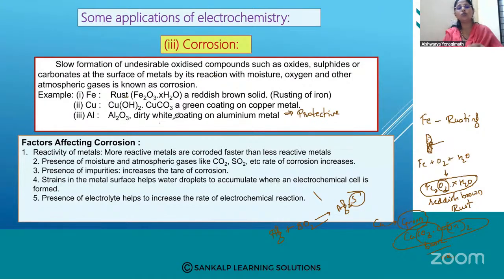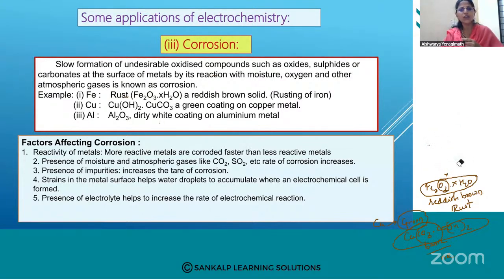Therefore, it is called a protective corrosion and it is being used. Okay, it has various applications. Okay, so what are the factors affecting corrosion now? Among the factors affecting corrosion, first is the reactivity of the metals. More reactive metals corrode very easily compared to less reactive metals. Fine. Then the presence of moisture and atmospheric gases like CO2, SO2, etc. increases the rate of corrosion. Presence of impurities increases the rate of corrosion.